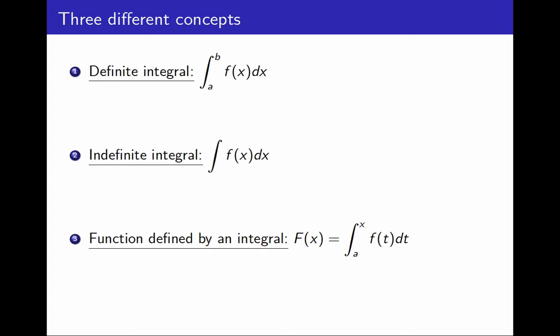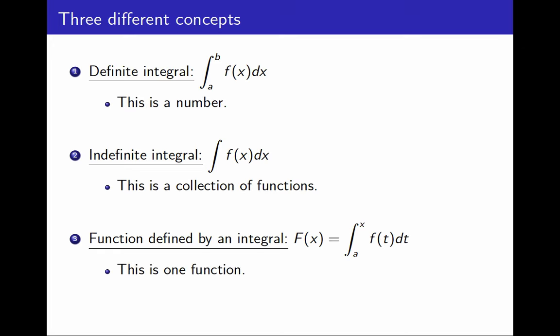And these are different. The definite integral, the integral from a to b of a function f, is a number. But the indefinite integral, the integral of f, is a collection of functions, a set of functions. And finally, when we define a function by an integral, like big F of x is the integral from a to x of little f of t dt, then that is a single function. So a number, a set of functions, and one function. They're different. Let's go through them one by one.